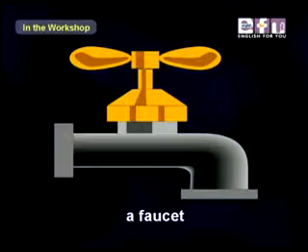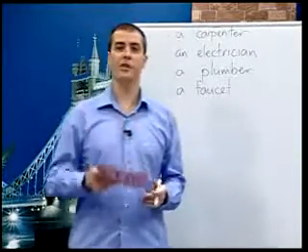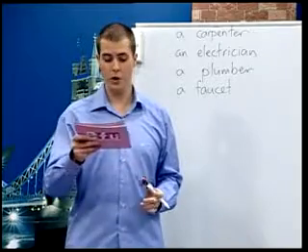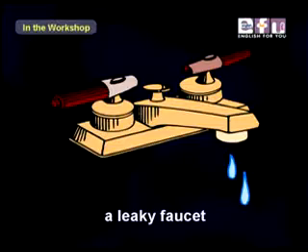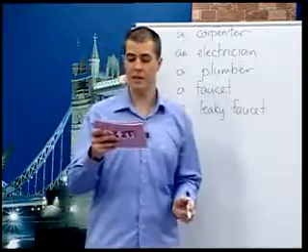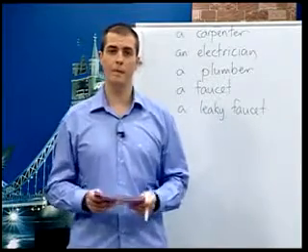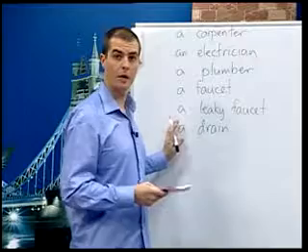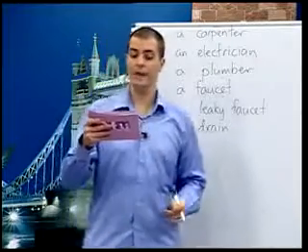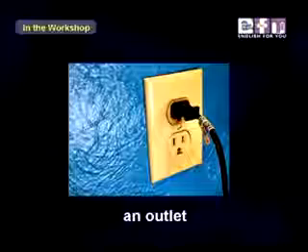A faucet is the thing you turn on or turn off to control the flow of water from a pipe. A leaky faucet is a faucet which has a fault or a problem so that water passes through it. A drain is a pipe that carries water or waste liquids away.